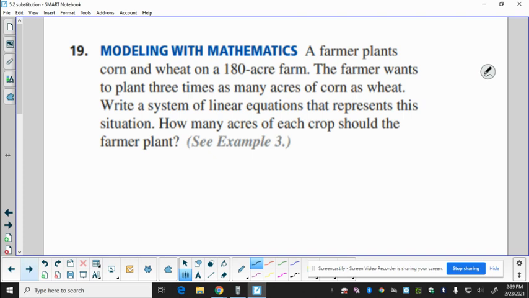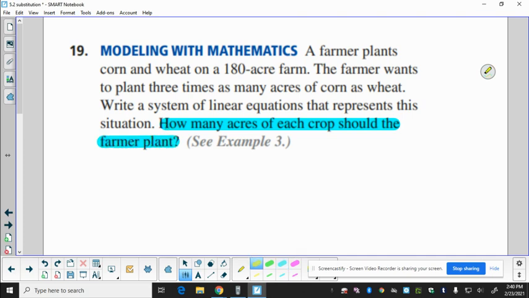Let's check out number 19. Looks like a word problem. Let's read it first. A farmer plants corn and wheat on a 180-acre farm. The farmer wants to plant 3 times as many acres of corn as wheat. Write a system of equations to represent that. And then this last question tells you everything you need to know. So I'm going to highlight this. How many acres of each crop should the farmer plant?